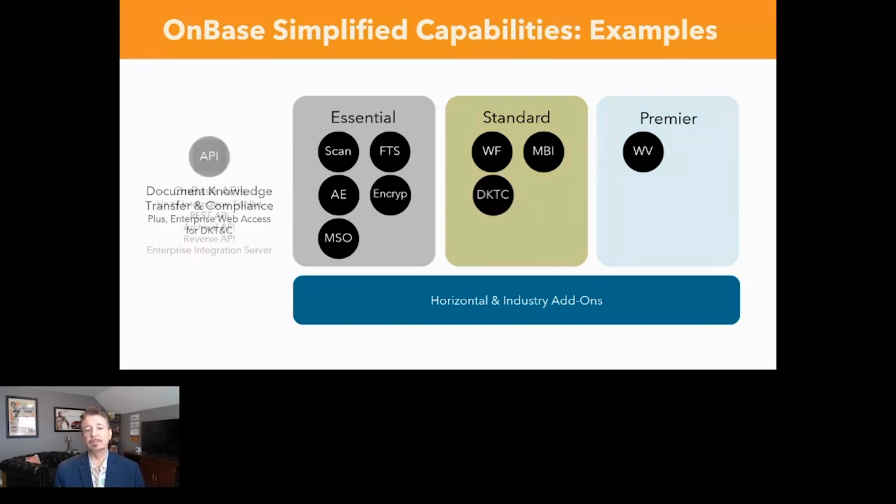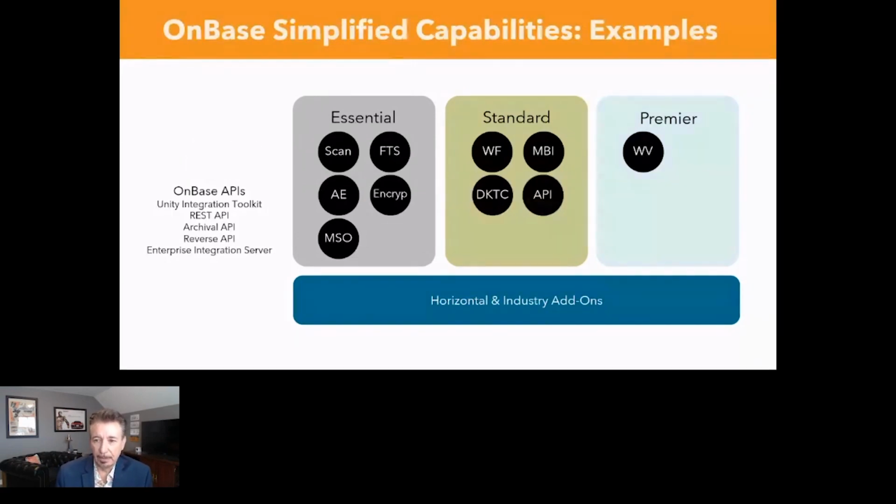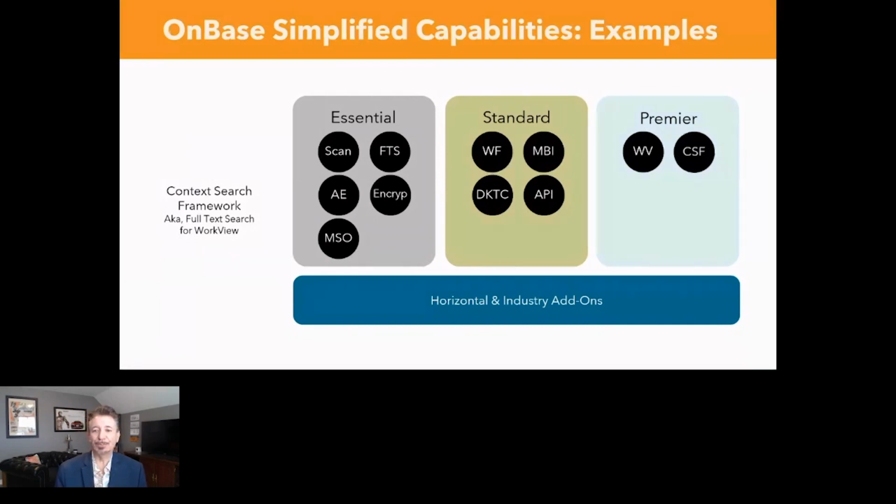As an example, all of the OnBase APIs, the Unity API, REST API, archival, reverse, and EIS, Enterprise Integration Server, are also standard capabilities. Context search framework. Think full text search, but the ability to crawl across the data in business objects within a WorkView record. That is obviously WorkView. It's full text search for WorkView. And one more to throw at you, OnBase Mobile, iPhone, iPad, Android, being able to surface content, engage in workflows, fill out electronic forms.